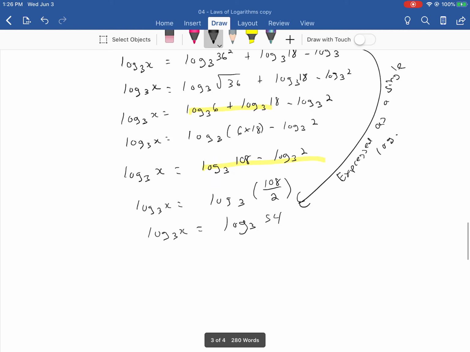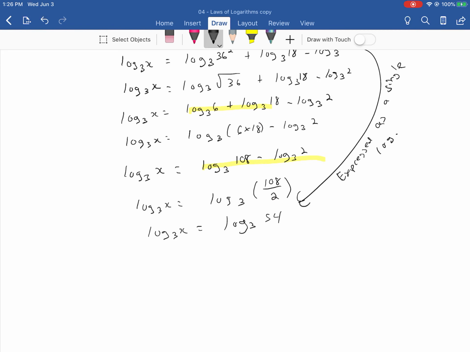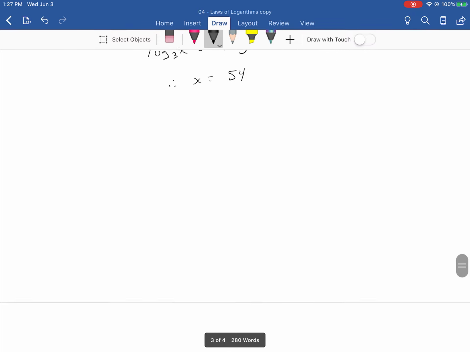And once it's expressed as a single log, why is that such a great thing? Well, log base 3 of x equals log base 3 of 54. Therefore, x equals 54. The logs drop off. If that is weird to you, we'll take a look. We want these two sides to be equal. The logs are equal, the bases are equal at 3, so I just need the insides to be equal. And so I need x to be equal to 54 to make these two sides equal.